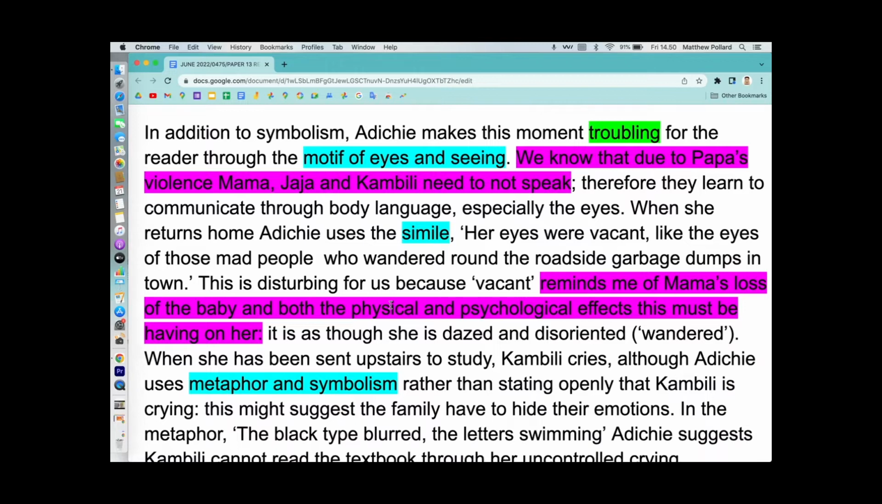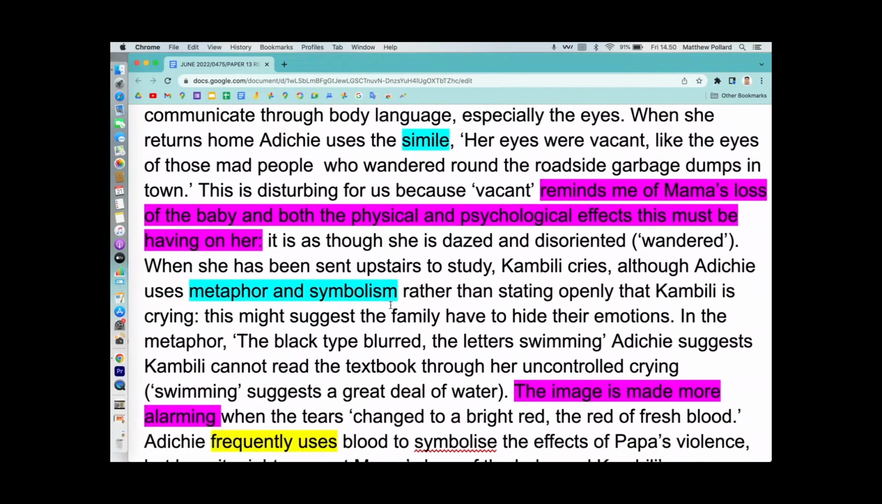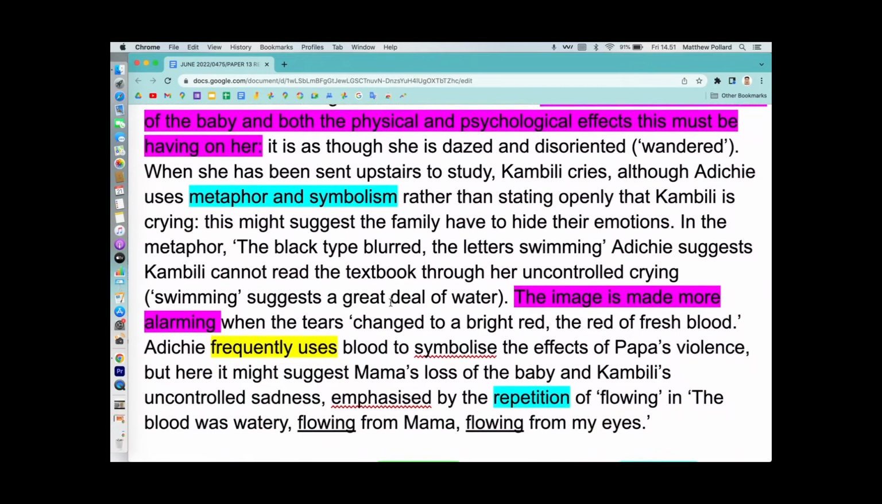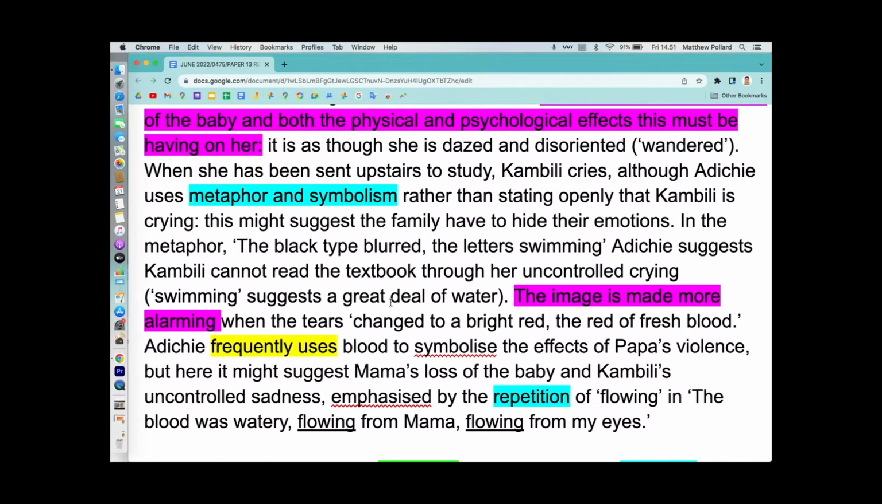This is disturbing for us because vacant reminds me of Mama's loss of the baby and both the physical and psychological effects this must be having on her. It is as though she is dazed and disoriented, wandered. When she has been sent upstairs to study, Kambili cries, although Adichie uses metaphor and symbolism rather than stating openly that Kambili is crying. This might suggest the family have to hide their emotions from Papa.